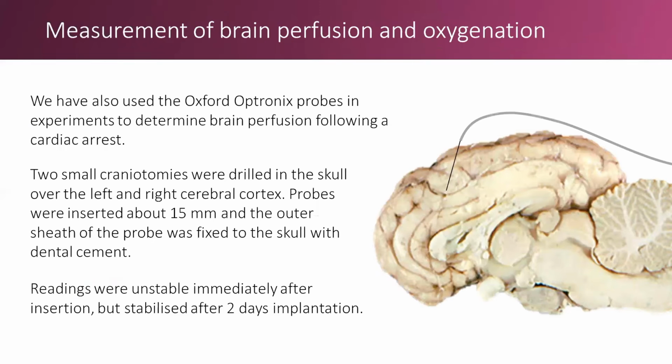where we've used the oxidochronic probes in experiments to look at brain perfusion following a cardiac arrest. So briefly, to implant the probes, we have done 2 small craniotomies over both the left and right cerebral cortex, and we insert the probes about 15 millimeters into the brain itself, and we fix the outer sheath of the probe to the skull with dental cement. We found that the readings immediately after we implanted the probes were not all that stable, but if we came back and measured 2 days later, we got good stable readings.